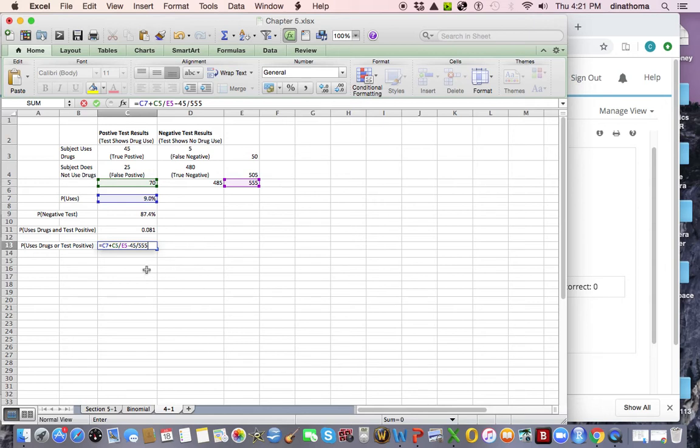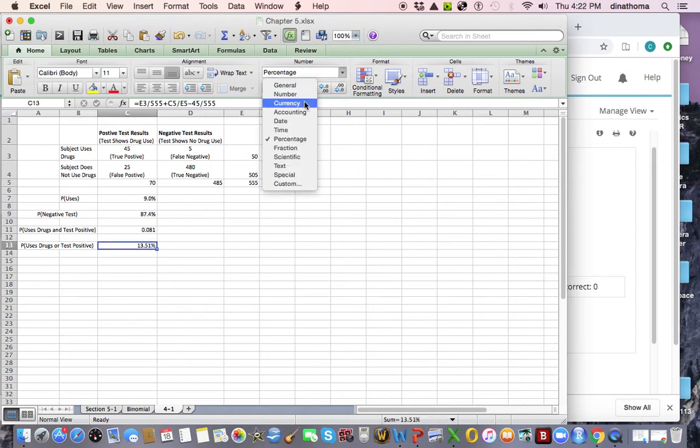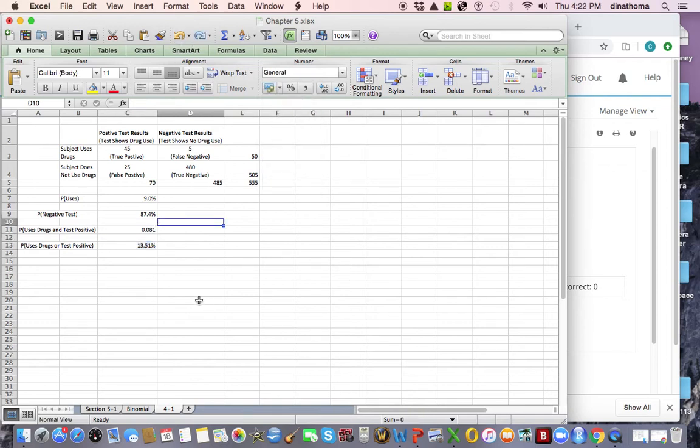And my computer's thinking. Why aren't you working? It might be because I mixed percentages with decimals, so let's just fix this. Probability someone uses drugs is that divided by 555. Turn it to a number. There we are. I was too impatient. 13.51. Again, we go to one decimal place, 13.5%. So these are the same numbers that I explained in the video.